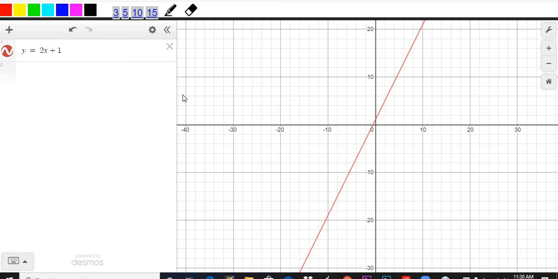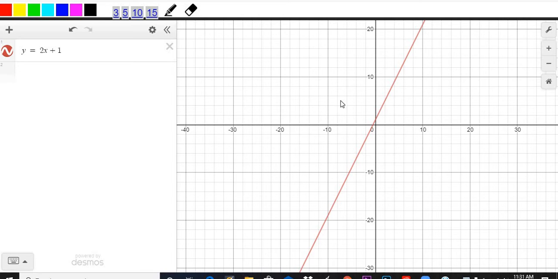Okay, so we have a line here, and finding the slope is really easy. We have two ways to do it. The first way is to choose two points on the graph, on the line.